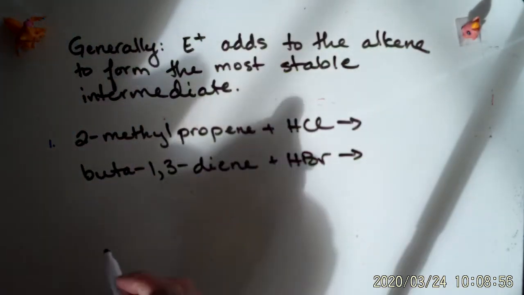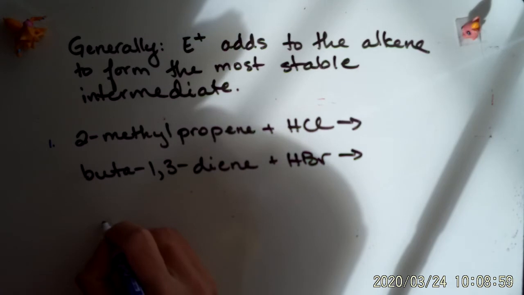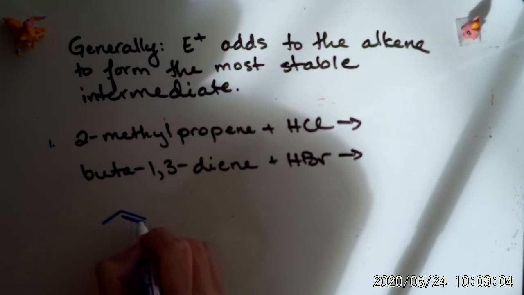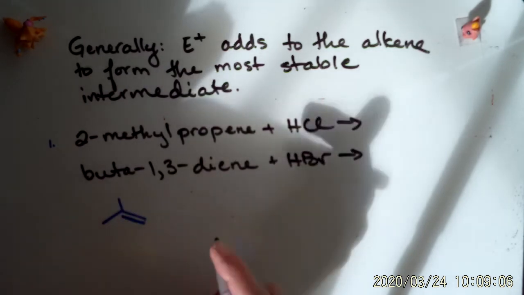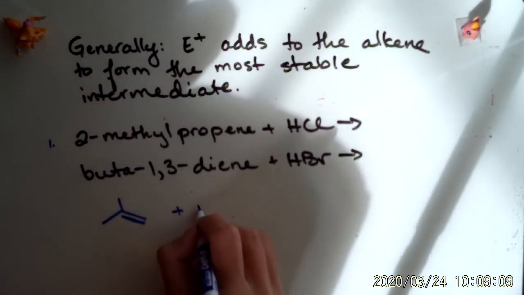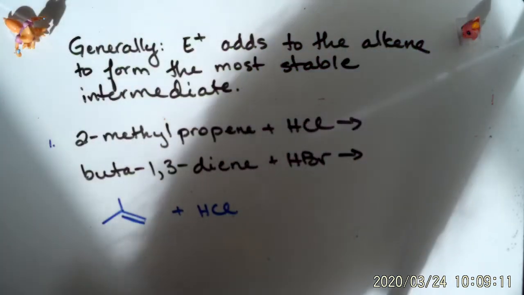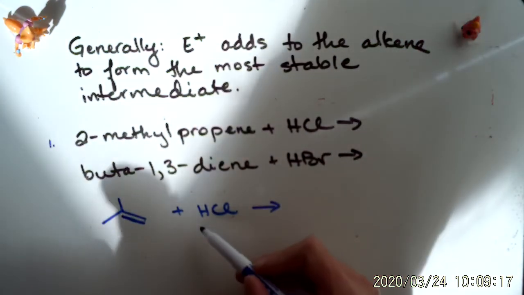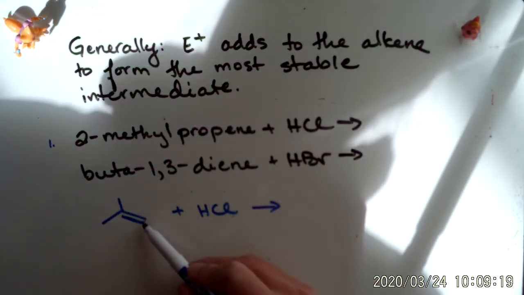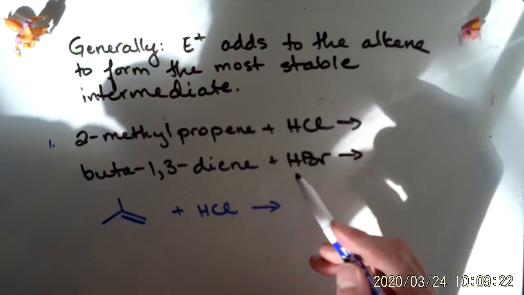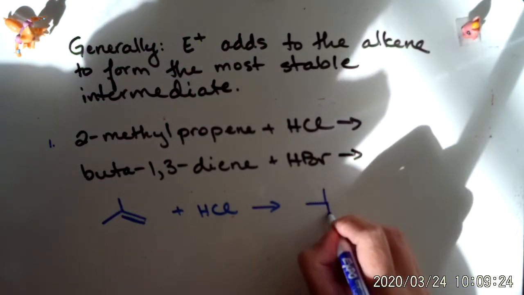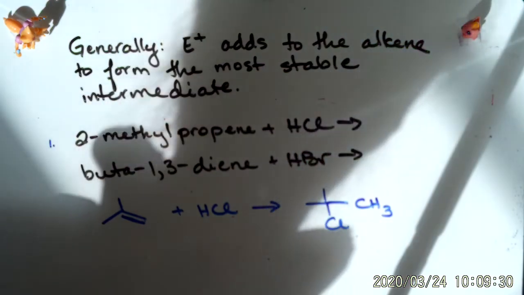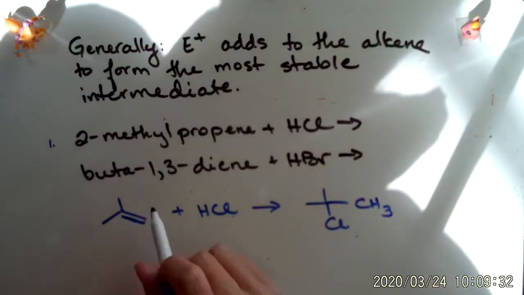Okay, so 2-methylpropene. So here's 1, 2, 3. That's propene. And 1, 2. Here's my methyl group. I'm going to add HCl. So remember to form the most stable intermediate, or in the more specific sense where the hydrogen goes on the carbon that has the most hydrogens, I put the hydrogen here, I put the chlorine there. So what you would get is something like that.